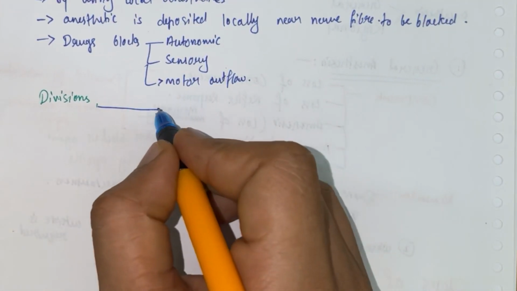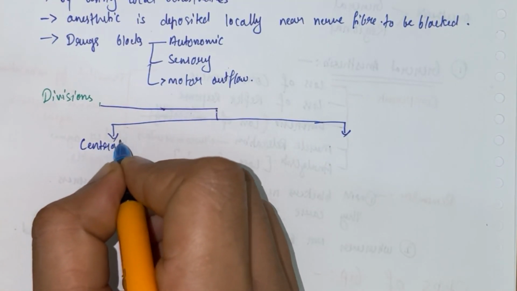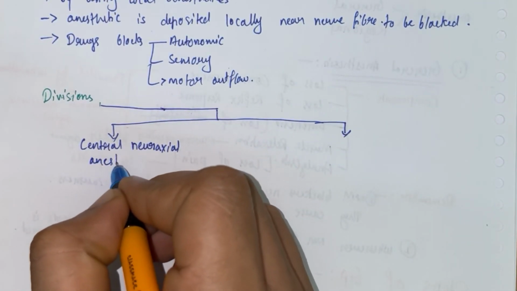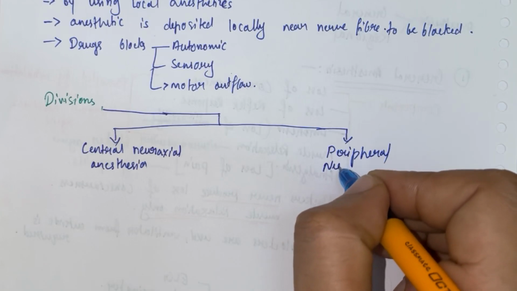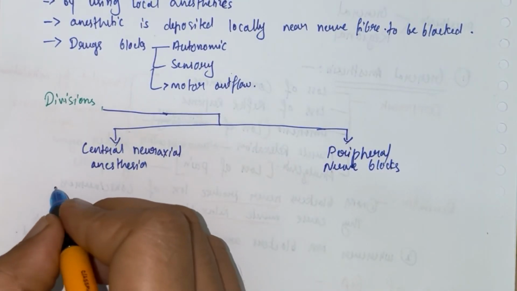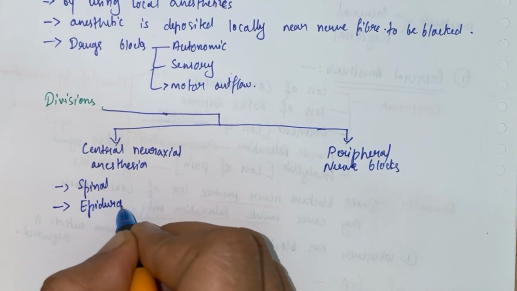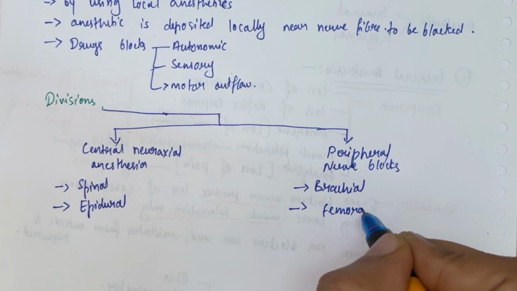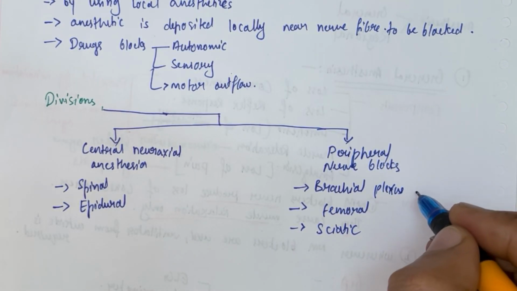Regional anesthesia is further divided into two parts. The first is the central neuraxial blockade and the second is the peripheral nerve blockade. What are the types of central neuraxial anesthesia? The first is spinal anesthesia and the second is epidural anesthesia. And from the peripheral blocks, brachial plexus nerve block, femoral nerve block and sciatic nerve block.